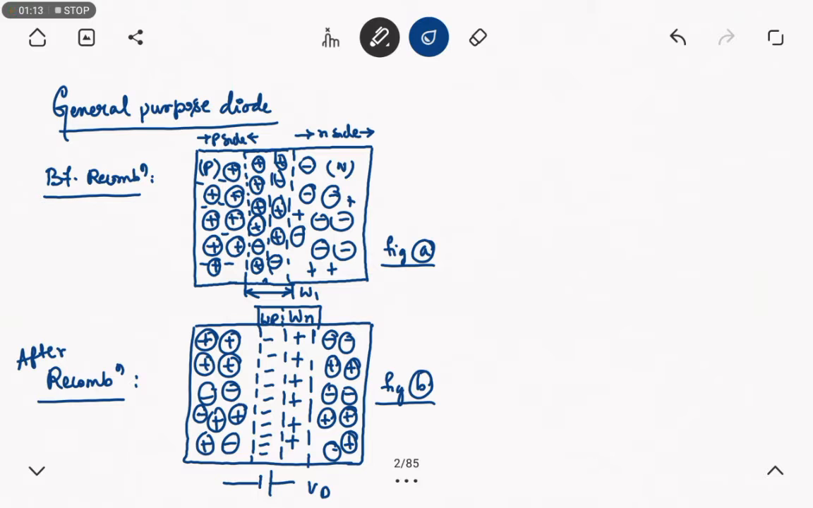We have a simple general purpose diode which has two sides, that is P side and N side. P side is full of positive charges and N side is full of negative charges. And here the W1 represents the width. Here the dash line, the gap which is visible here, can be termed as depletion region. With respect to depletion region, I am representing this depletion region as W1.